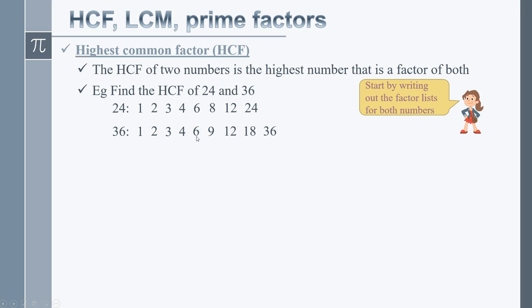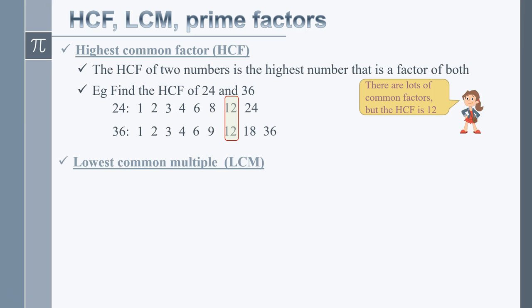And again, I've reached the middle, so I know I've got them all. Now what I need to do is start looking for numbers that are on both lists, and I particularly want to find the highest number that is on both lists. So if we look for common factors to begin with, 1 is certainly a common factor, 2 is there, 3, 4, 6. All of these are common factors, but as you can see, our highest common factor is 12 because it's the biggest number that appears on both lists.